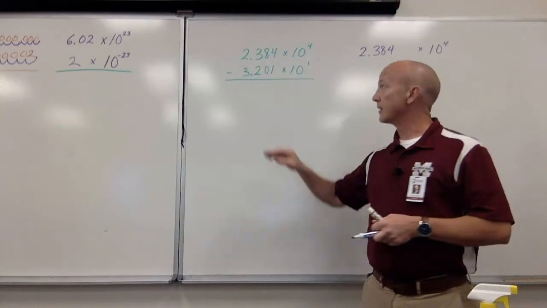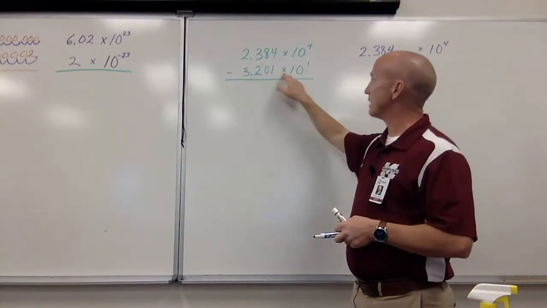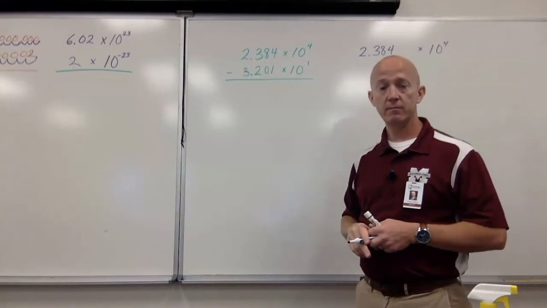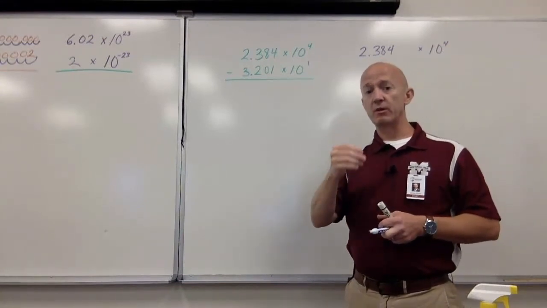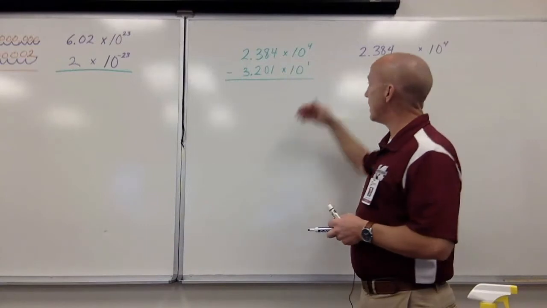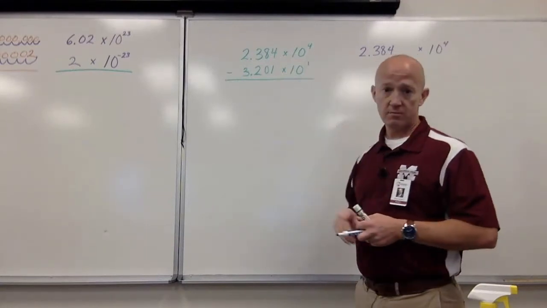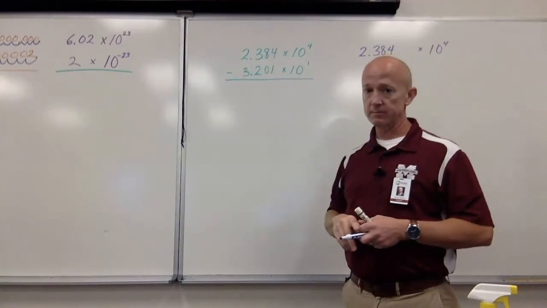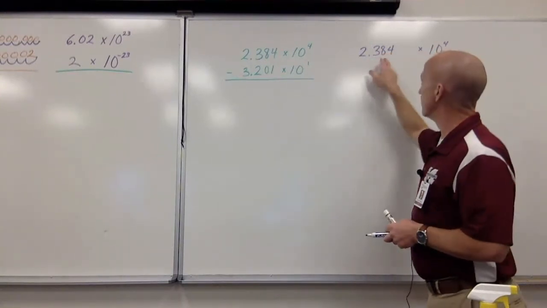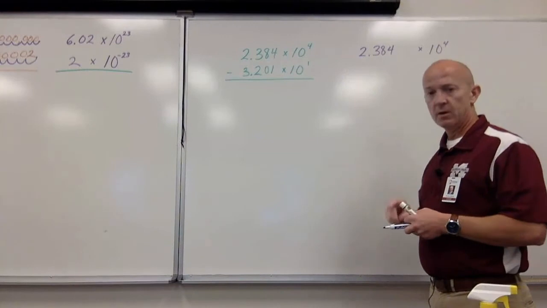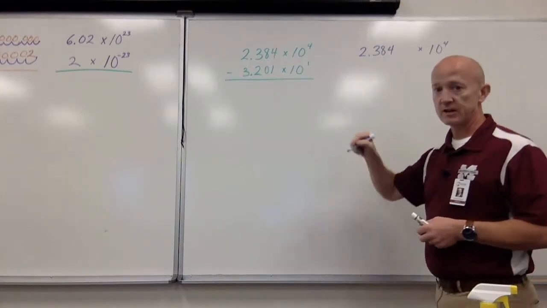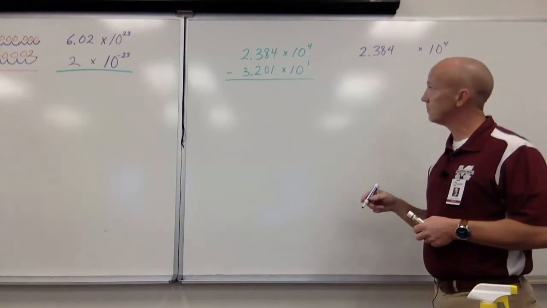Okay, so let's subtract 3.201 times 10 to the first from 2.384 times 10 to the fourth. Now I'm going to treat it like I did with the addition. I need to make these apples and apples. And when I do that, I'm going to take the smaller one and make it like the bigger one. So I've already written the larger one over here, but now I'm going to take the smaller one and convert it so that I can do the subtraction.